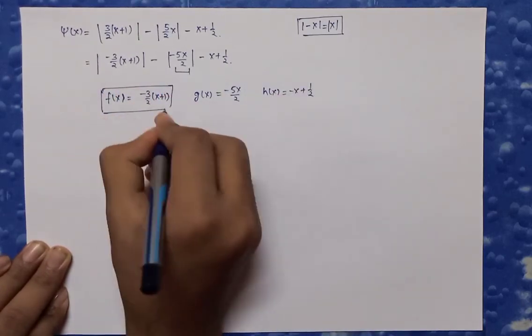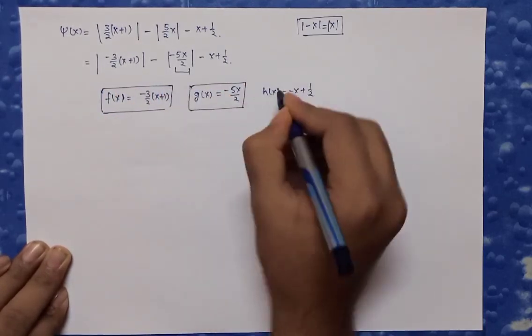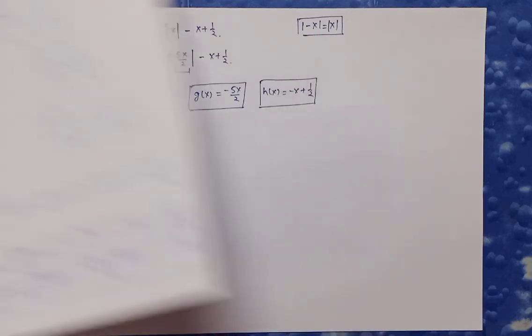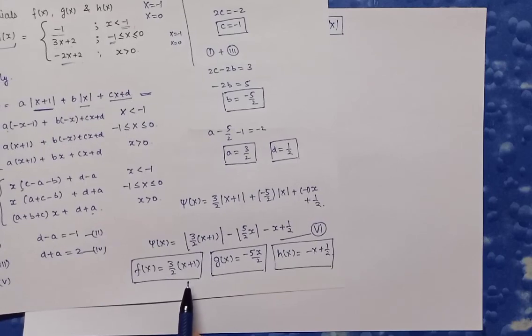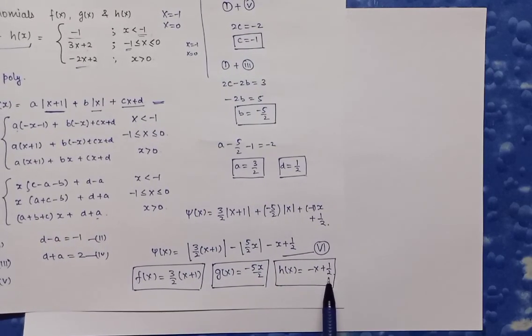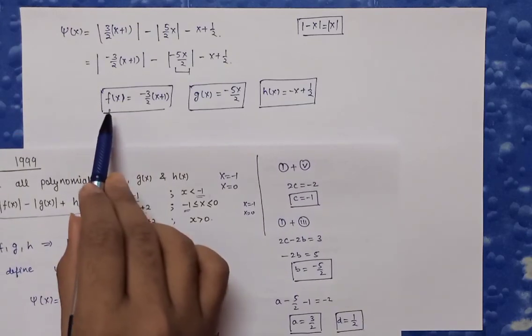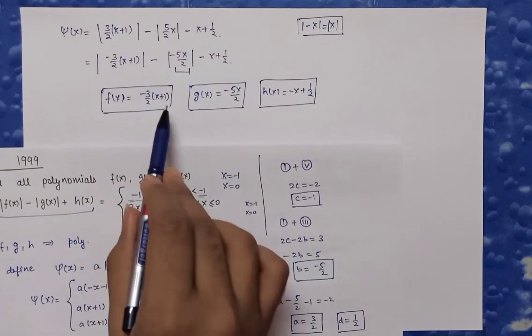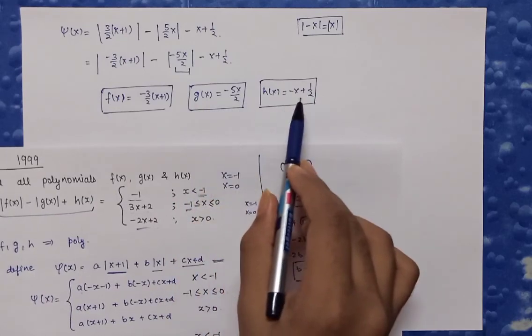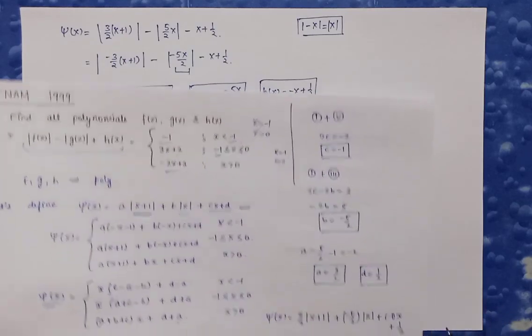So I am getting two solutions for this problem of Putnam 1999. The first solution is that fx equals 3 by 2 x plus 1, gx equals minus 5x by 2, and hx equals minus x plus half. And the other solution is fx equals minus times the previous one, and gx equals minus times the previous one, and hx will remain the same. So these are my two solutions for this problem.